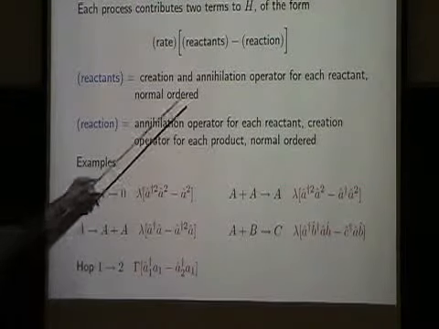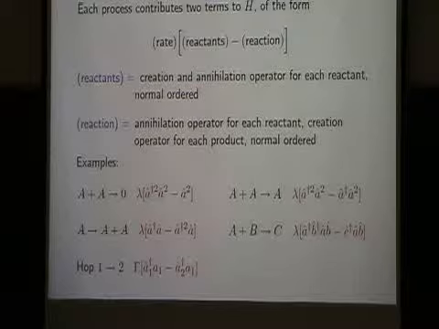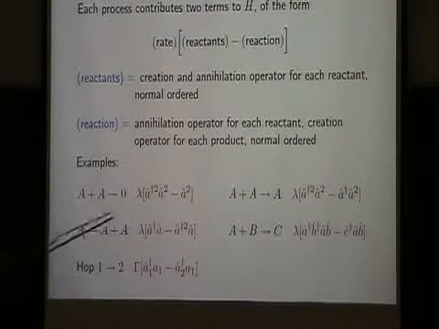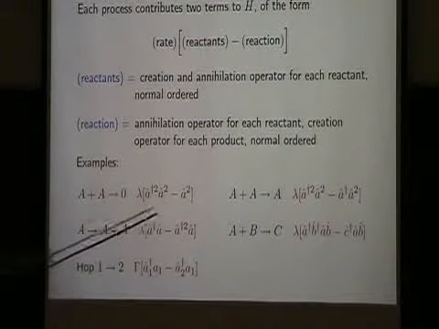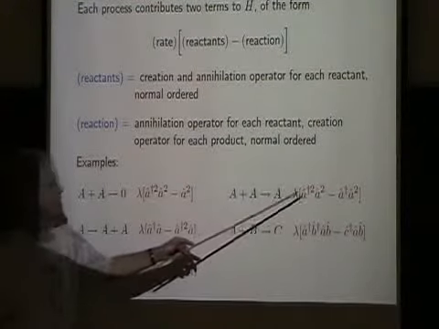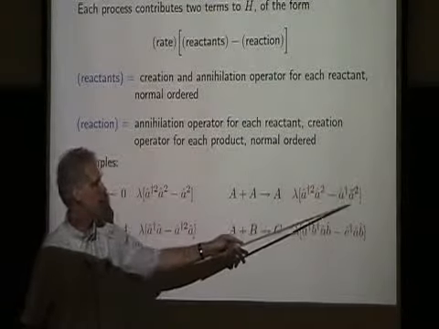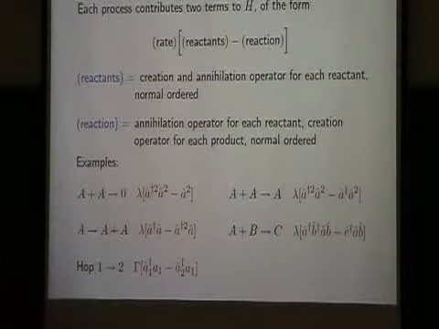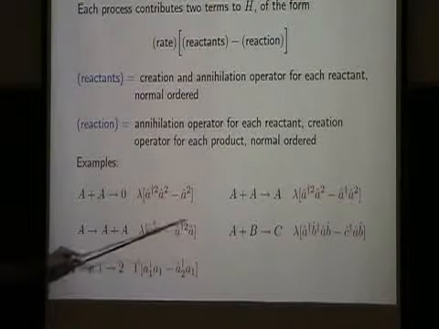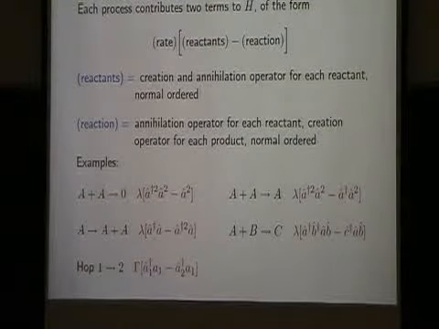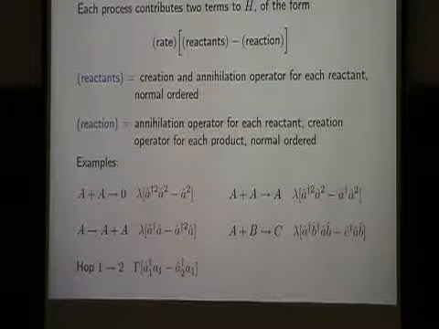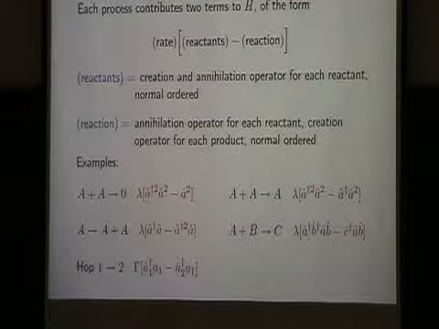Now the second term is the reaction. That's more like writing down the actual reaction. So A plus A goes to 0 says, well, you take two A's away. I need two annihilation operators. A plus A goes to A says, well, I take two A's away and I bring one back. A goes to A plus A, I take one A away, I bring two back, and so forth. That's it. It will always work out exactly like that for independent particles. Always in normal ordering.